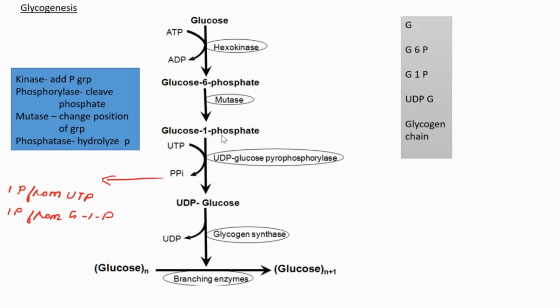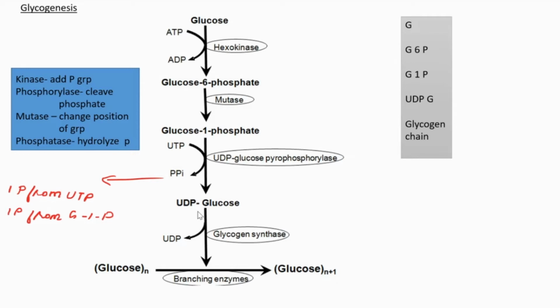Here one phosphate is present. That phosphate and this phosphate combine. Then what remains here is UDP. That UDP combines with this glucose to form UDP glucose. The enzyme acting here is UDP glucose pyrophosphorylase. I think it's very clear.